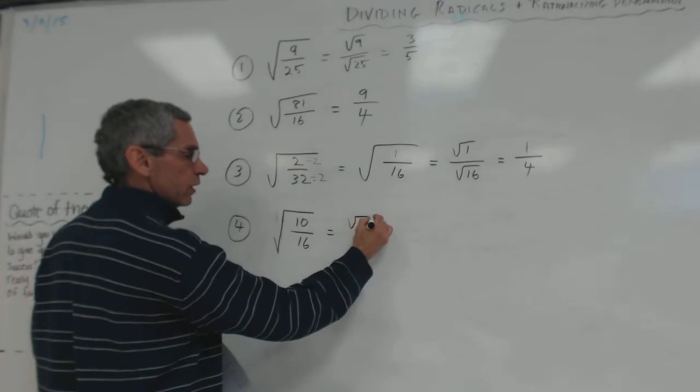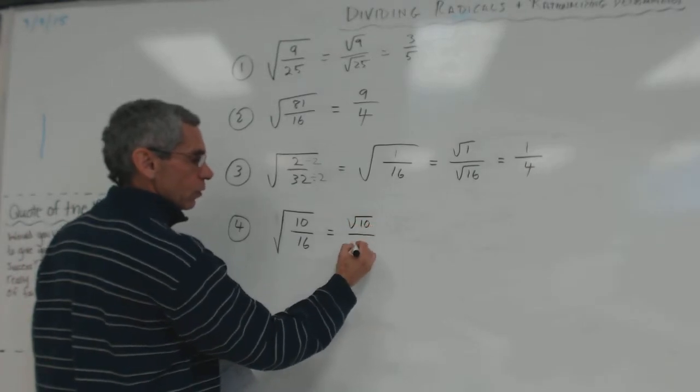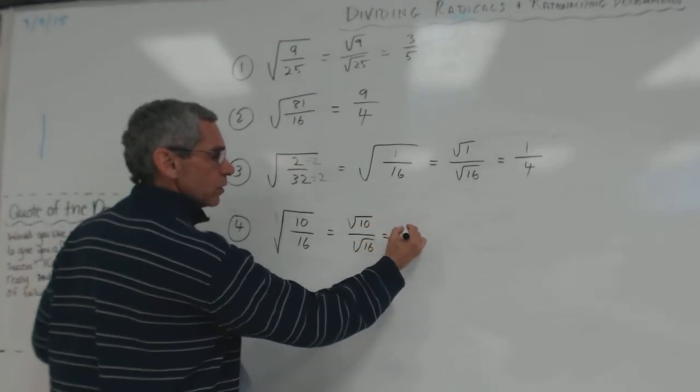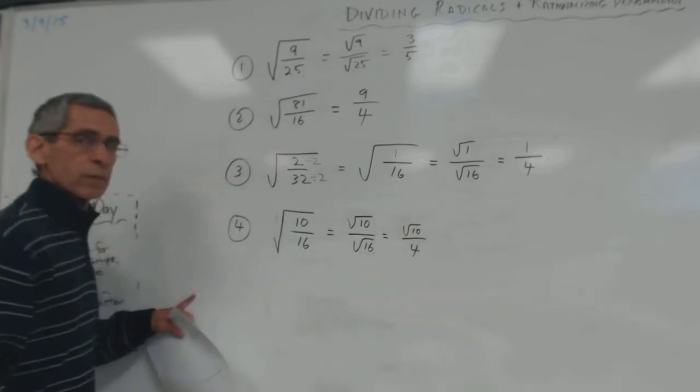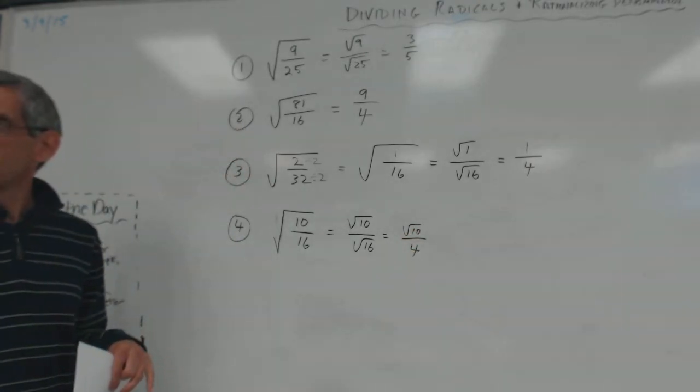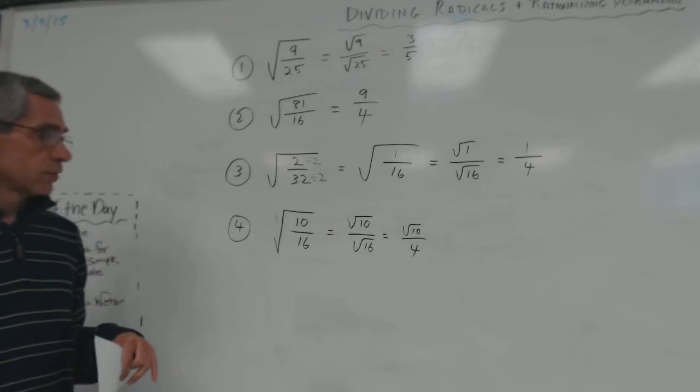So immediately I'm going to think of it like this. The square root of 10 over the square root of 16, which is the square root of 10 over 4. And that's where I would stop. Wait, that's your answer? That's your answer.